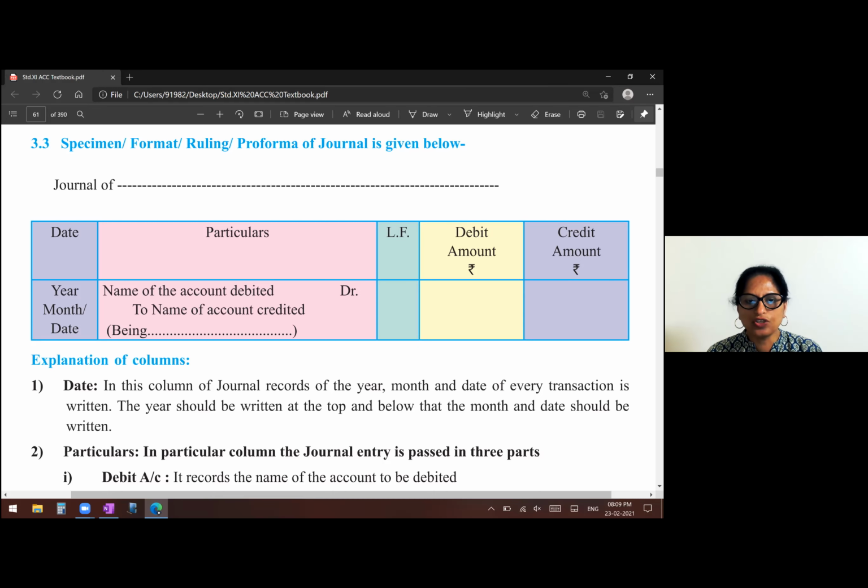Next column is ledger folio. Now folio means page number. Now this says ledger folio.